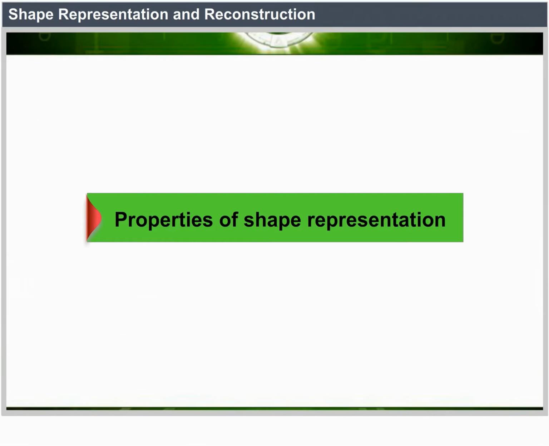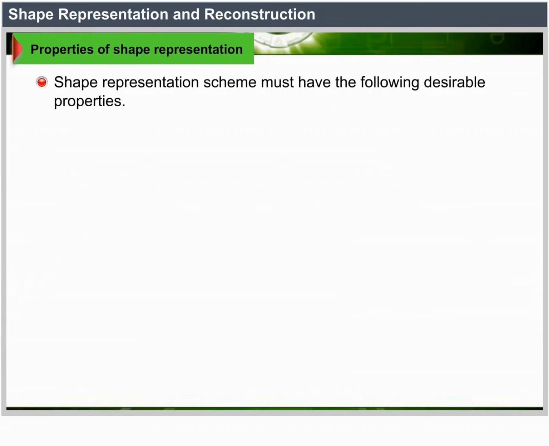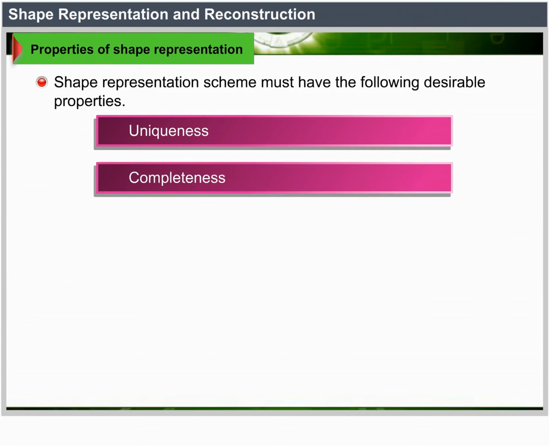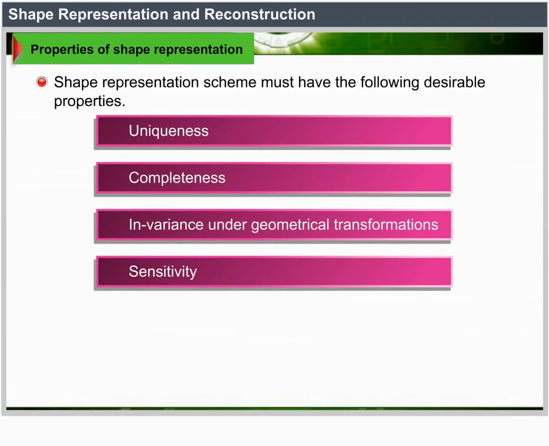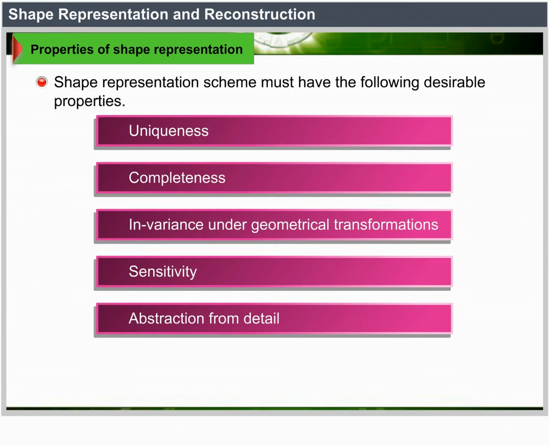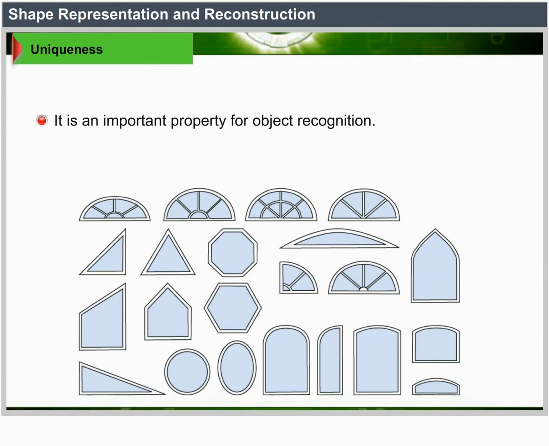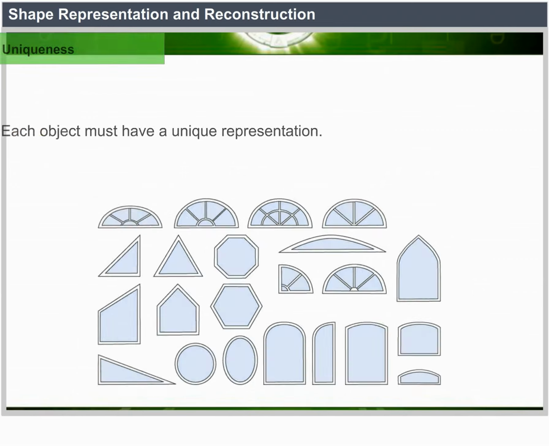Properties of shape representation. Shape representation scheme must have certain desirable properties: uniqueness, completeness, invariance under geometrical transformations, sensitivity, abstraction from detail. Uniqueness. It is an important property for object recognition. Each object must have a unique representation.